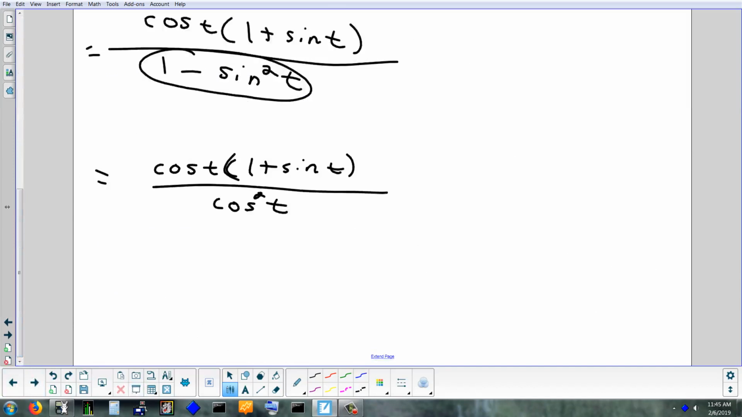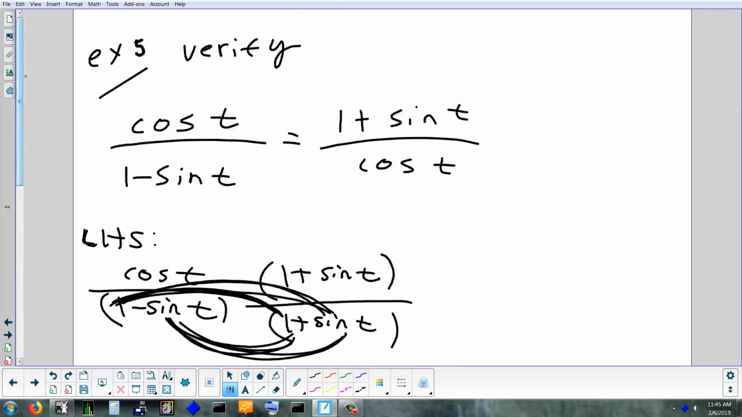Now, what do the top and bottom have in common? Cosine, how many? Just 1. You can cancel 1 from the bottom. You can cancel 1 from the top. And look what you're left with. 1 plus sine over cosine. Let's go back up. 1 plus sine over cosine. These kind of problems all work that way every single time.